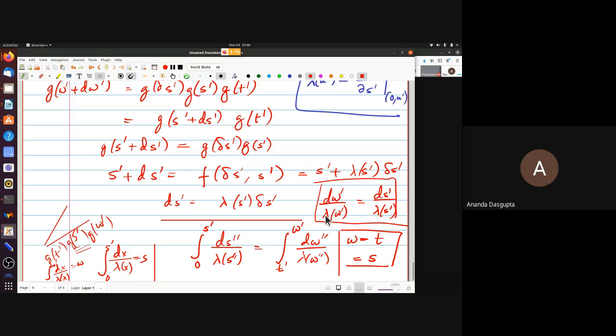Whatever lambda is at w prime, you divide dw prime by that, you get the same as ds prime by lambda s prime. Once this is true for all values, this integral immediately follows. And then just as a simple reparameterization, w minus t equals s works out. Okay, I will leave you to think about this a bit.